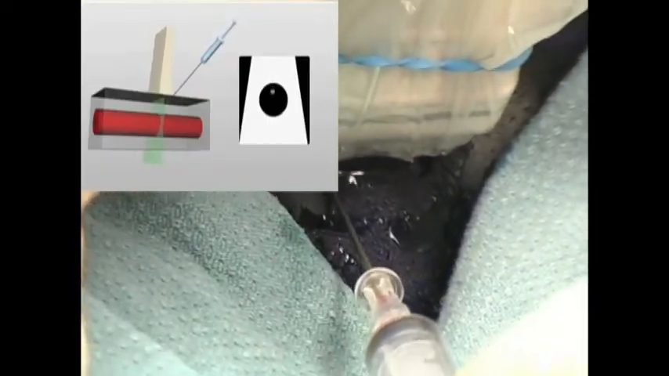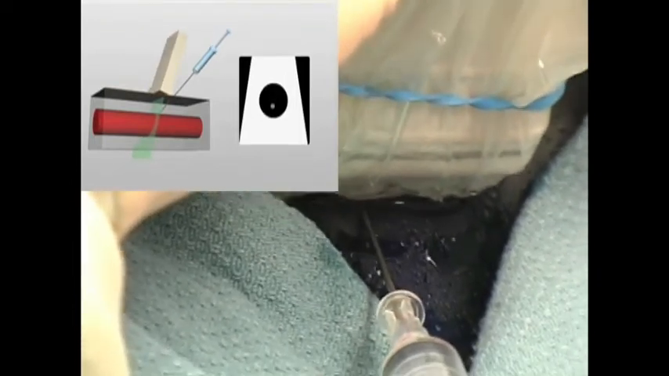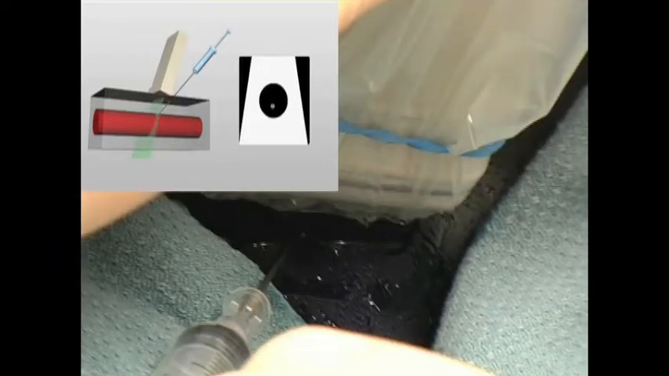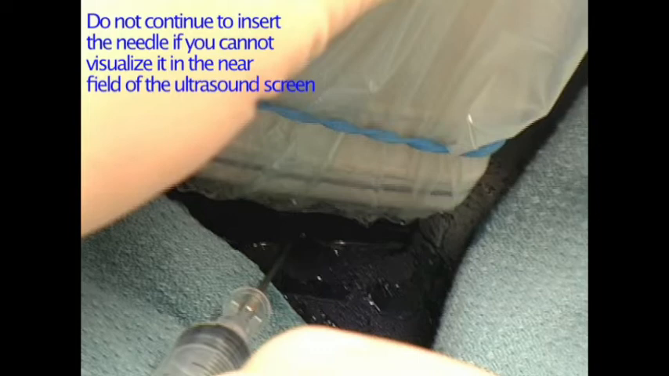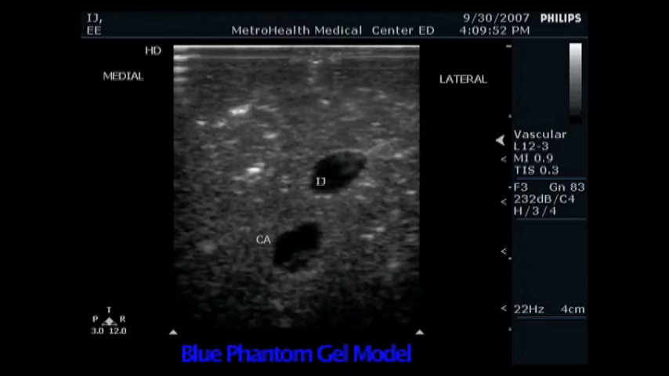This is the tricky part of ultrasound guided lines. Both hands have to work together to keep the needle tip visible during its insertion all the way to the internal jugular vein. Do not continue to insert the needle if you cannot visualize it in the near field of the ultrasound screen.